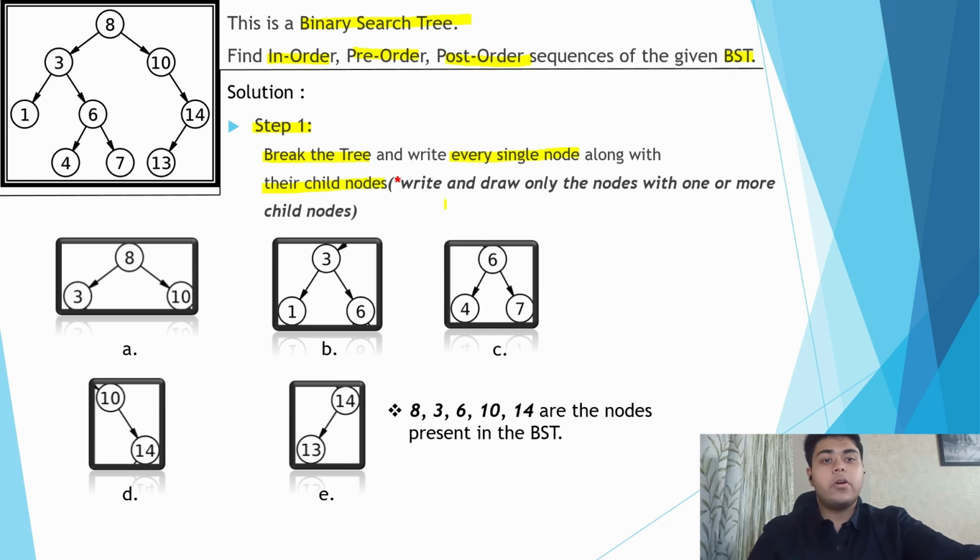Okay, there's an important point, that's why I've given a red asterisk here. We have to write and draw only the nodes with one or more child nodes. We won't draw or write the nodes with no child nodes. We will only write those which have at least one child.